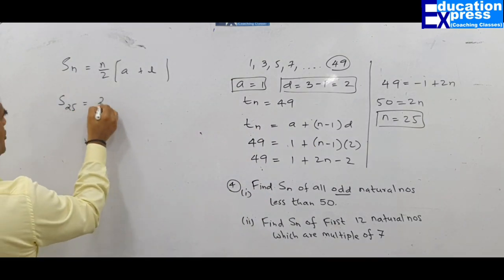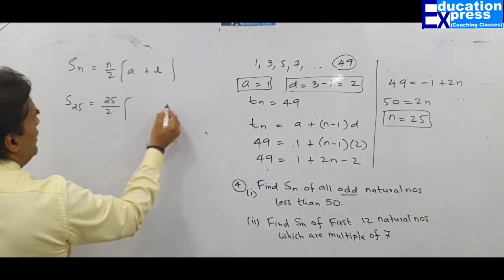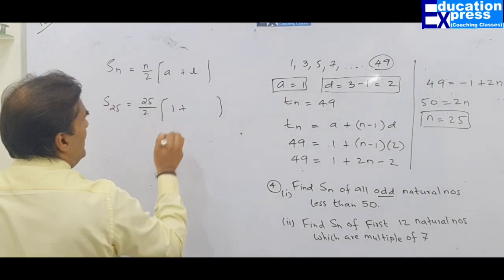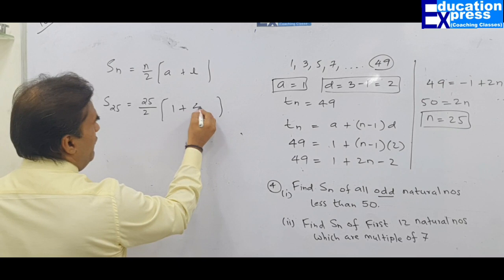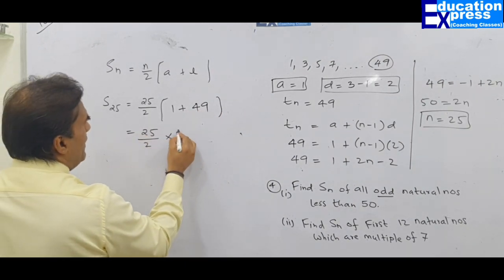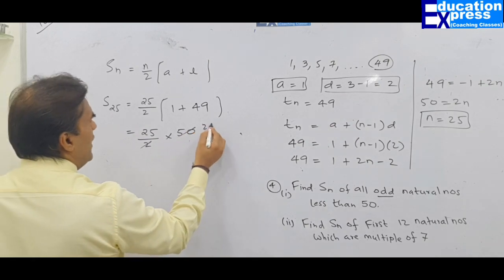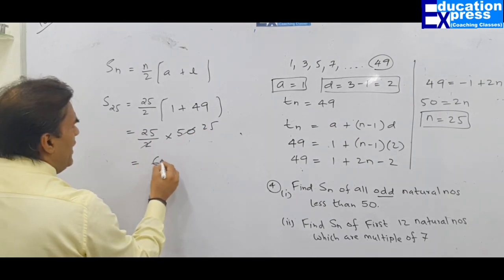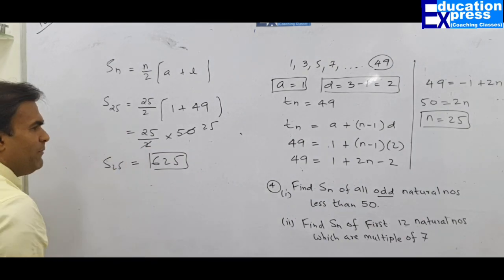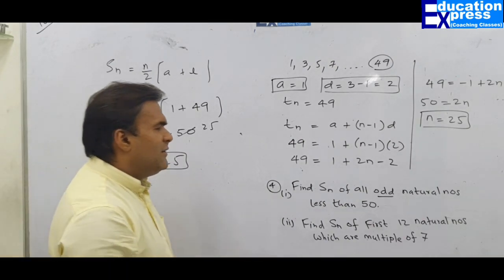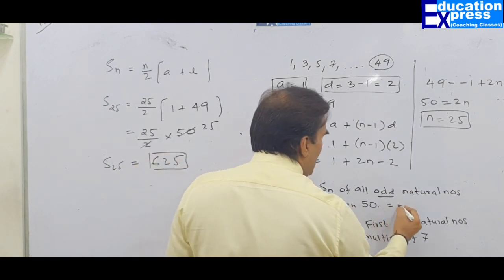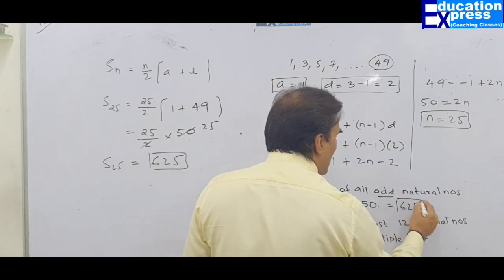So S25 equals 25 upon 2 times A, the first term, which is 1, plus the last term, 49. That is 25 upon 2 multiplied by 50. 25 ones are 25, 25 twenty-fives are 25 square. 625 is your answer. Beautiful. The sum of all the odd natural numbers less than 50 is going to be 625.